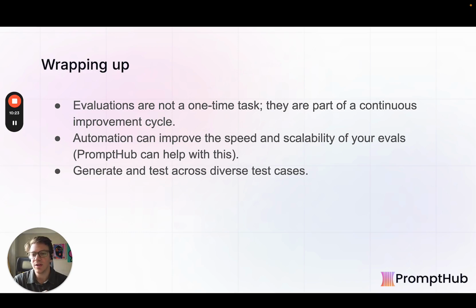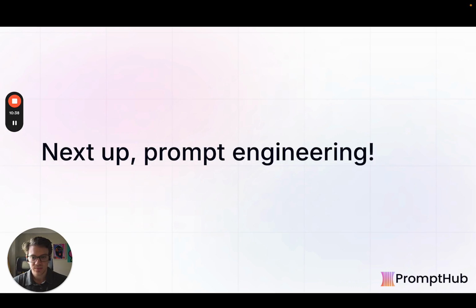So 3 things to take away. Evaluations are not a one-time thing. They should be continuous to always be improving. Automation can help with this, whether you're using LLMs or code-based evaluators, and we can help with this inside of PromptHub. And then your test cases should really be diverse. And now with all of that done, you have your test cases, your evaluation, and your success criteria in place, you can move on to prompt engineering and see how you can try to hit those metrics.